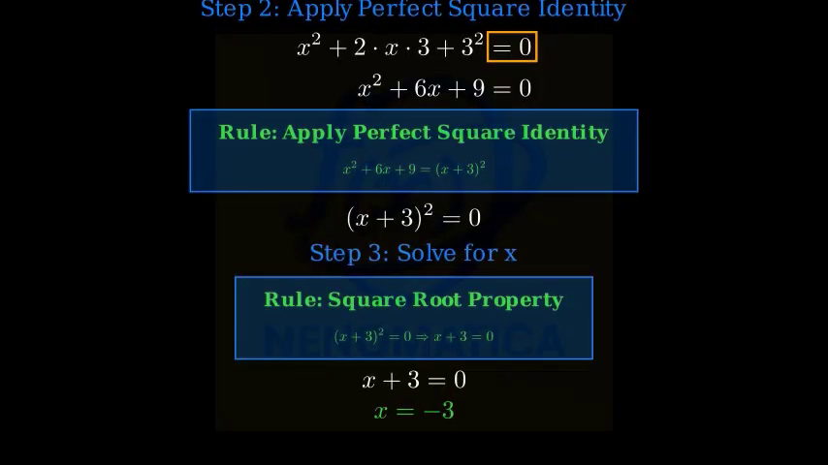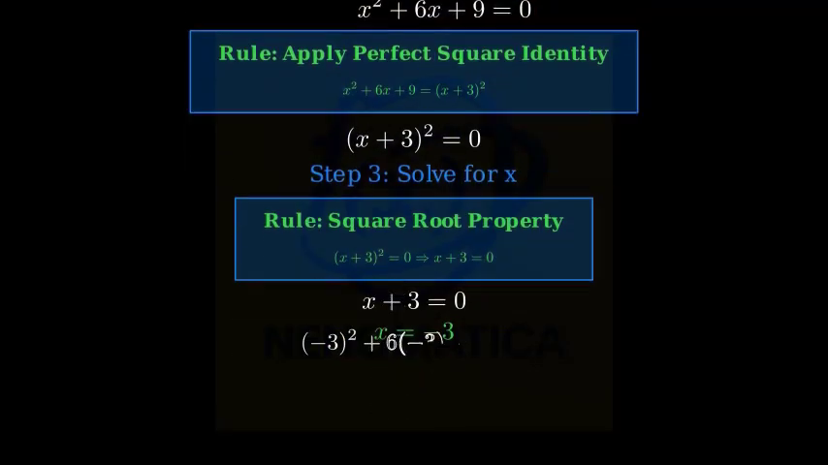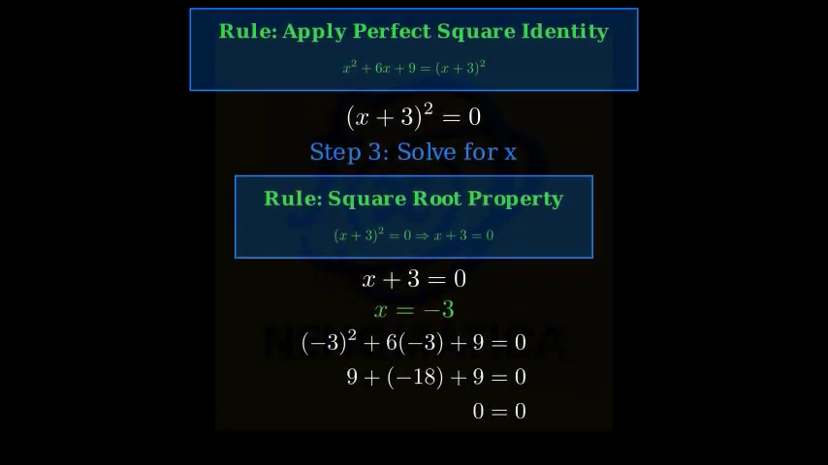Let's verify our answer. When we substitute x equals negative 3 back into the original equation, we get negative 3 squared plus 6 times negative 3 plus 9 equals 9 minus 18 plus 9 equals 0. So x equals negative 3 is the solution to our quadratic equation.